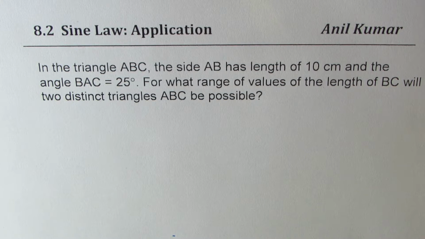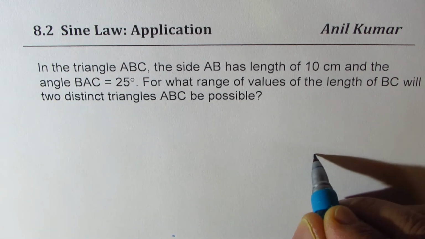The question here is: in the triangle ABC, the side AB has a length of 10 centimeters and the angle BAC equals 25 degrees. For what range of values of the length of BC will two distinct triangles ABC be possible? So let's try to sketch the situation.